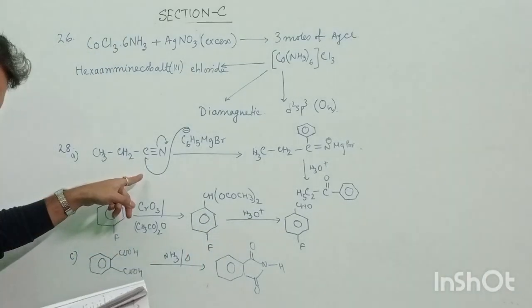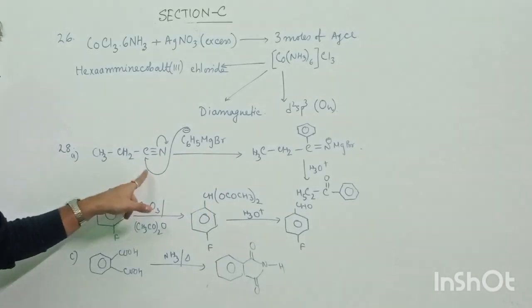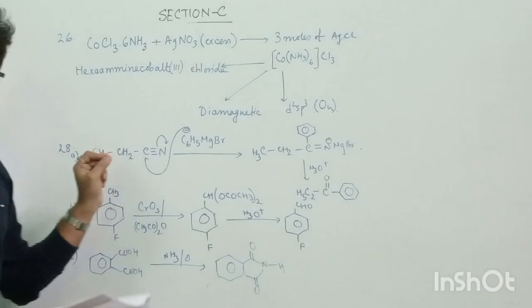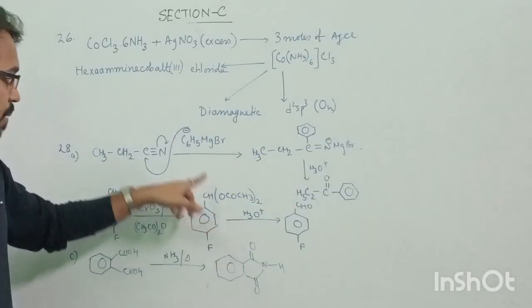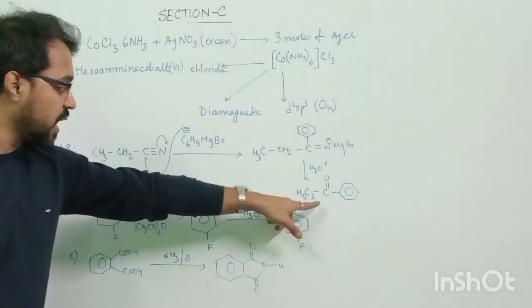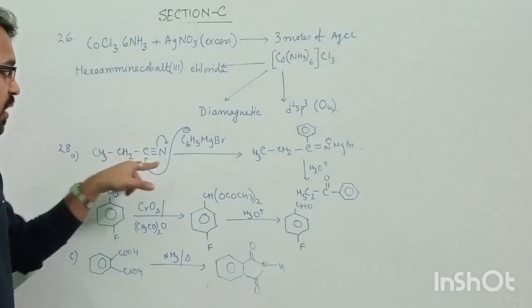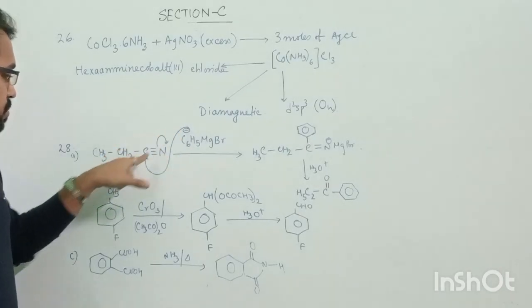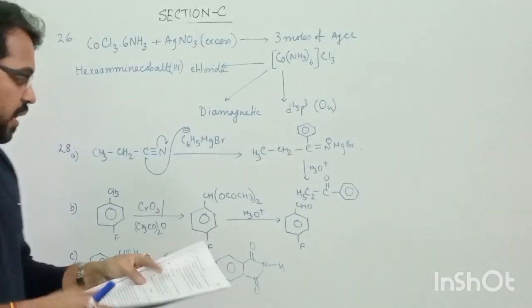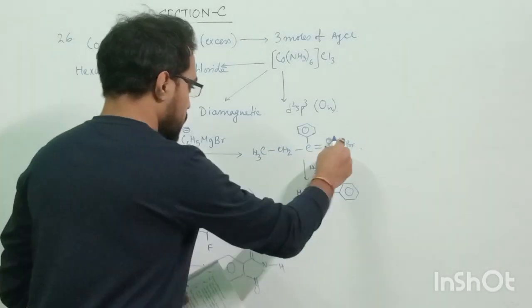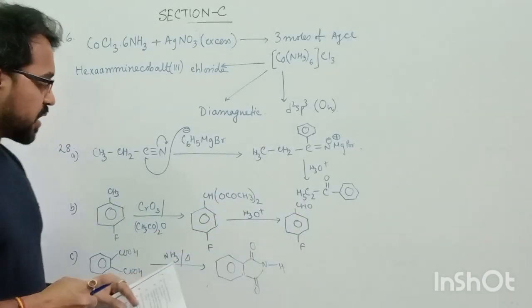Propane nitrile is treated with phenyl magnesium bromide followed by hydrolysis, right? In NCERT, if you can remember, this was the preparation for ketone, in the aldehyde and ketone chapter, the same thing. So here we will get this compound, because it's a propane nitrile, so there is an electrophilic carbon there, and we get this intermediate. When this is hydrolyzed, we will get ketone, right?